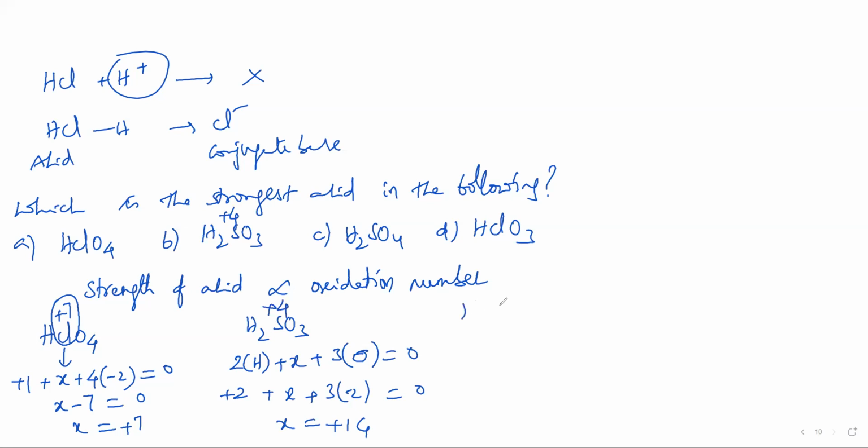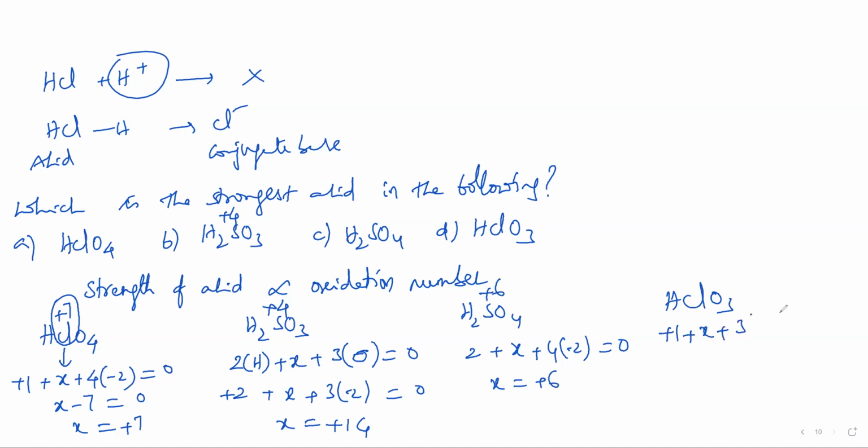Next, H2SO4, all of you know very well what the oxidation state is. 2 plus X plus 4 into -2 is equal to 0. So X equal to +6. So sulfur oxidation state is +6 here. Last one, HClO3. +1, chlorine X, oxygen 3 into -2 equal to 0. So X equal to +5.